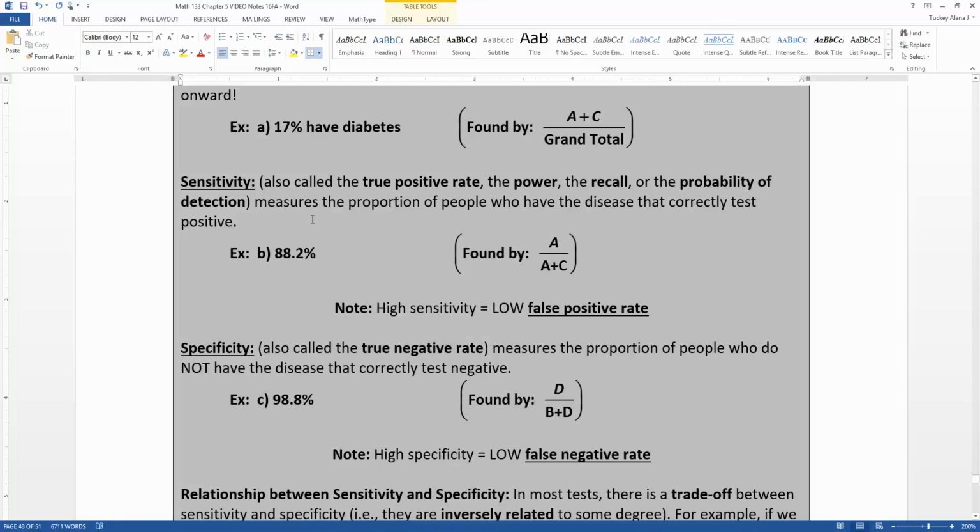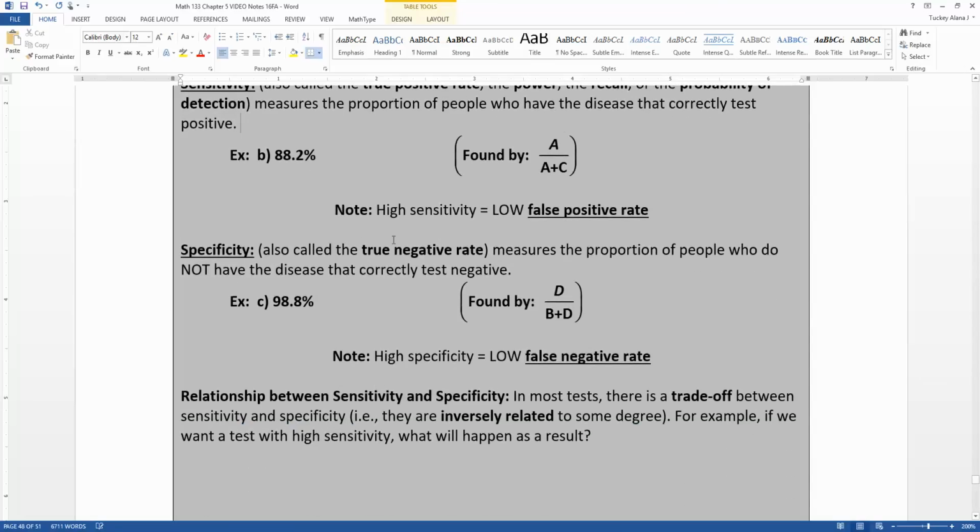Sensitivity is true positive, right? The probability of detecting the trait, the disease, the whatever. All right, specificity is the probability, if you will, of not detecting a disease when it's truly not there, right? So it's correct negative testing, true negative testing.